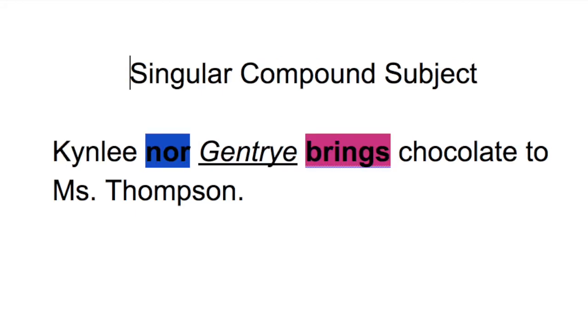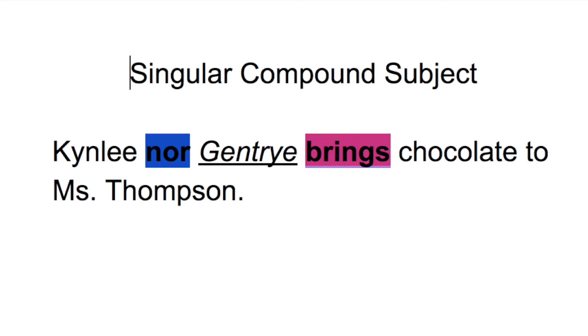Now here's an example of using, let's do nor. Okay? Kenley nor Gentry brings chocolate to Miss Thompson. Sounds about right, doesn't it? All right, because we said Kenley nor Gentry, we're talking about one. And when we do that, which one is closer to the verb? Kenley nor Gentry brings chocolate to Miss Thompson.